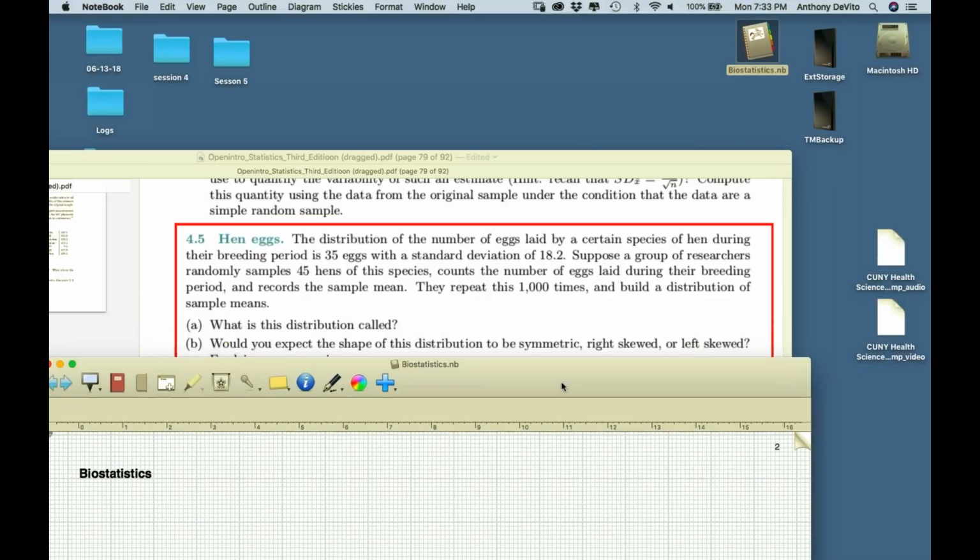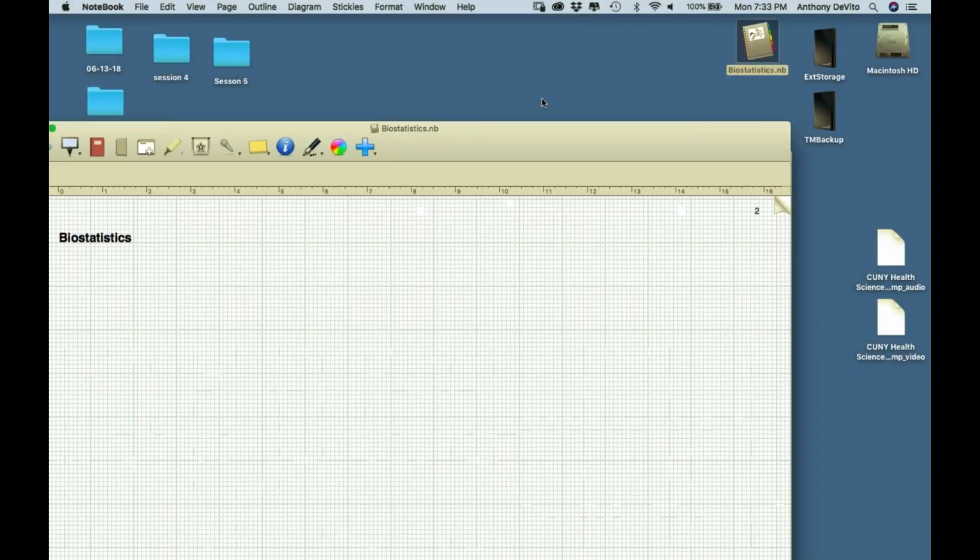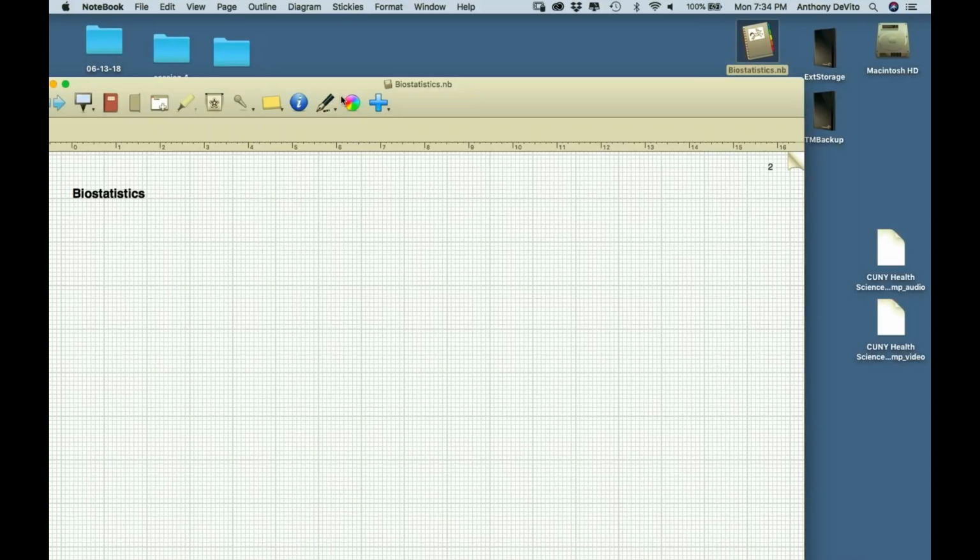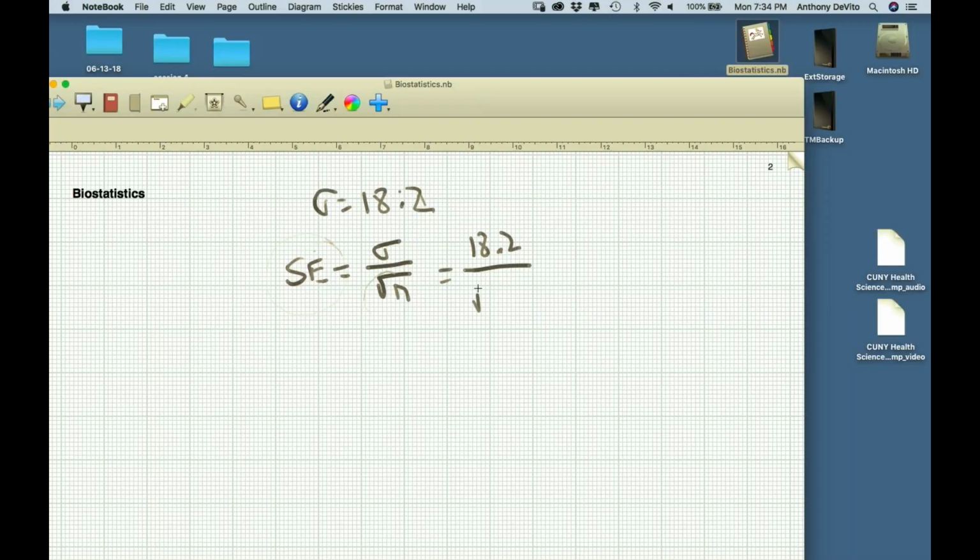So looking back at this, the standard deviation is 18.2 for the population. So what is our standard error? Our standard error is going to be equal to sigma for the population over the square root of the sample size. So sigma is 18.2, right? And always our standard error is going to be a smaller number than sigma because we're going to divide it by the square root of the sample size. Sample size was 45.